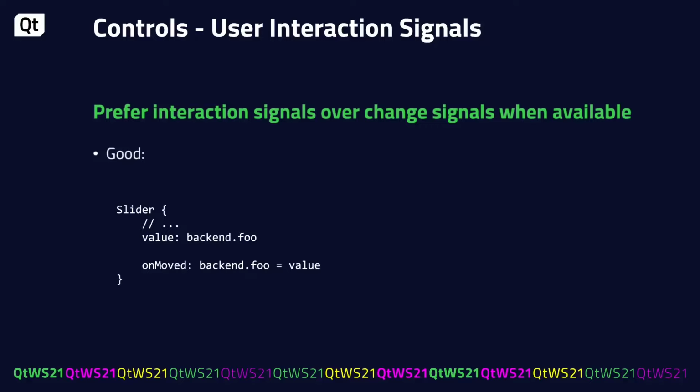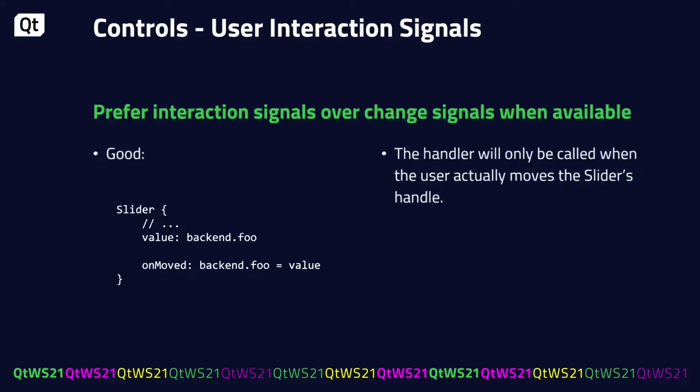So what you want to do instead is use the moved signal of the slider. The code is basically identical except we're using the moved signal, and the result is that the handler is only called when the user actually moves the slider's handle, and not for any other changes.